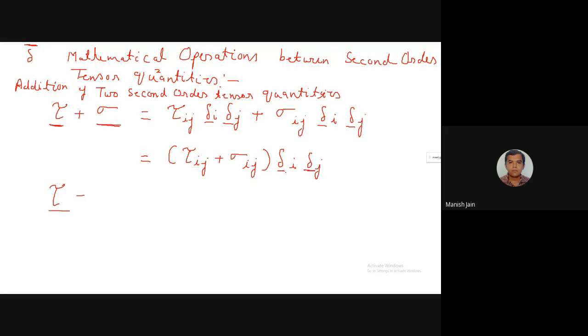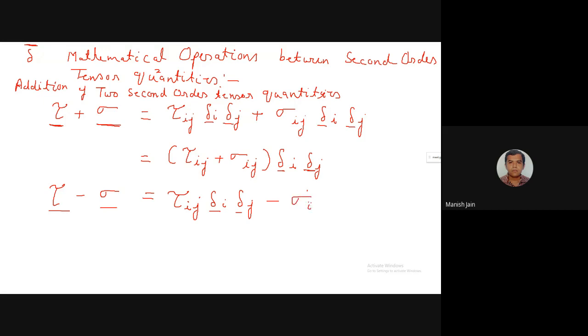It is a unit vector. You know the definition of a unit vector. What is the unit vector? It has one direction and its magnitude is one. That is the unit vector. So tau minus sigma can be written as tau ij del i del j, these are the unit vectors, minus sigma ij. Here tau ij and sigma ij are the magnitudes. This is not a vector quantity. This is the magnitude, and this represents the vector.